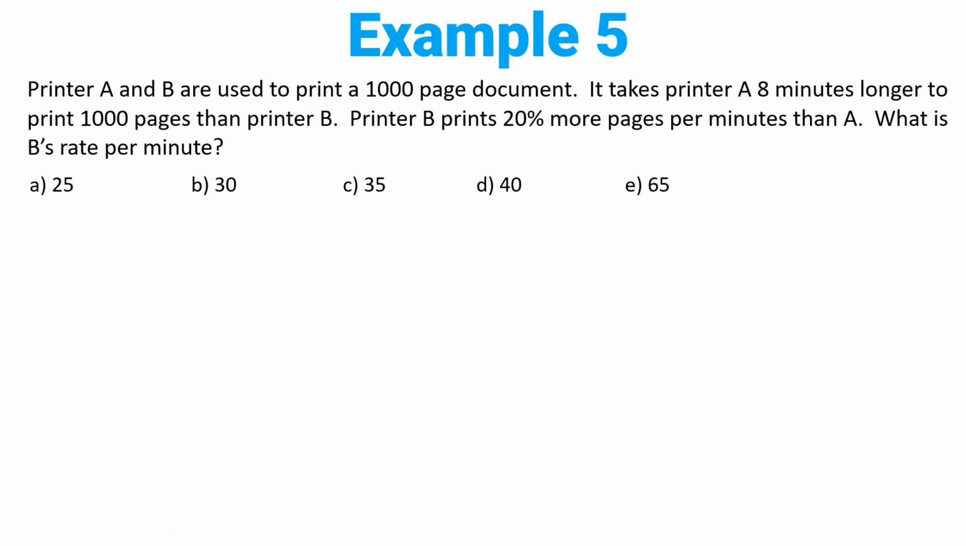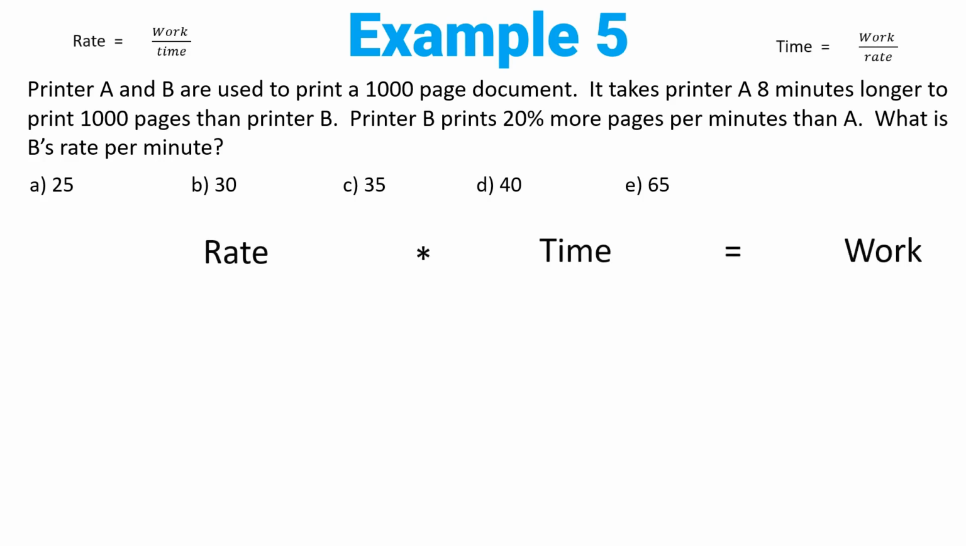Okay, example number 5. Printer A and B are used to print a 1,000-page document. It takes printer A 8 minutes longer to print 1,000 pages than printer B. Printer B prints 20 pages more per minute than A. What is B's rate per minute? Okay, again, don't know what any of that means, but we know that rate times time equals work. We know rate equals work over time, and we know time equals work over rate. And we also know that we have printer A and printer B working.